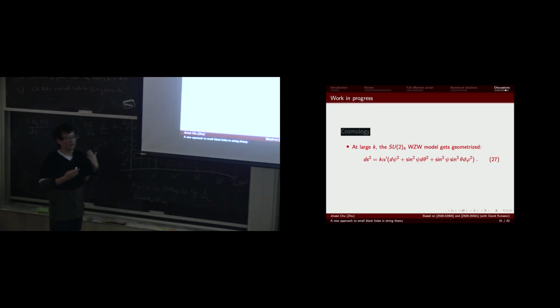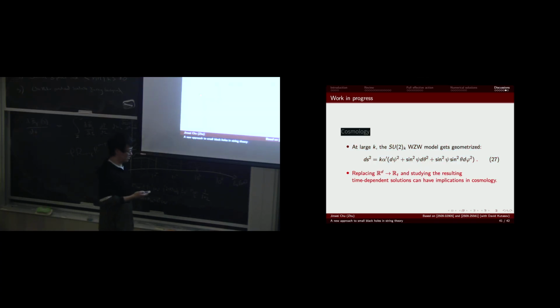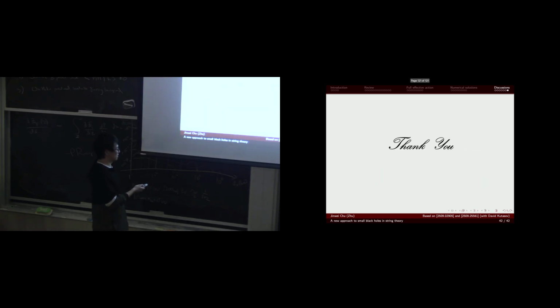So now we have three large dimensions, somehow like our universe. So it has cosmology, and furthermore, we have R^D, but we can replace that R^D by some time direction. So now we have a time dimension coupled to the three large dimensions. That pretty much mimics our universe. And by studying the resulting time-dependent solution, we hope that we can have some implications in cosmology. That's another work in progress. So this is the thing I want to share with you today, and thanks for your attention.